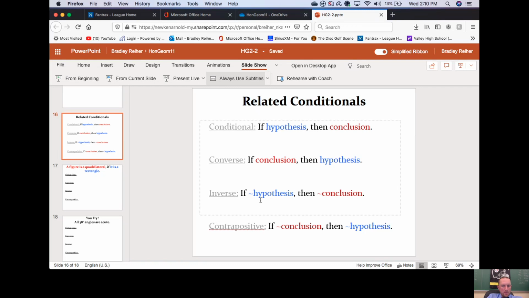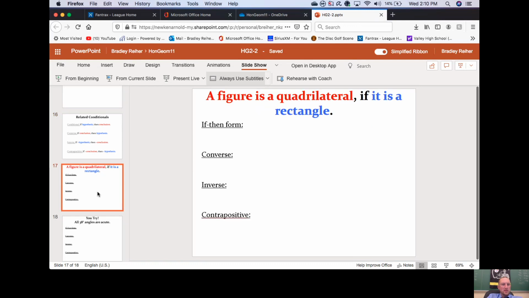The inverse is a statement where you're going to negate the hypothesis. That's what this little tilde means. So if not the hypothesis, then not the conclusion. It's just like the conditional, except we negate the hypothesis and the conclusion. Contrapositive is just like the converse, except we negate both of those. So the contrapositive would be if not red, then not blue. That might sound confusing, so we'll do an example together.